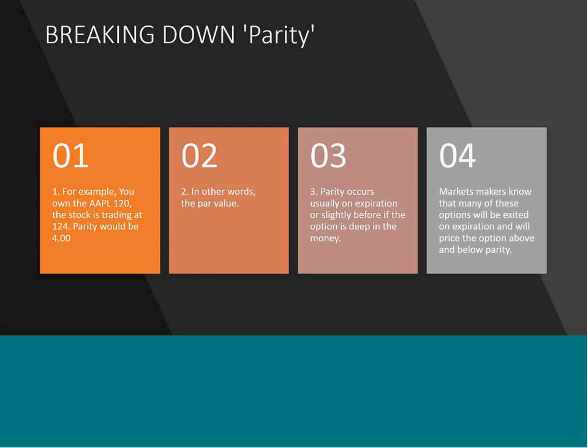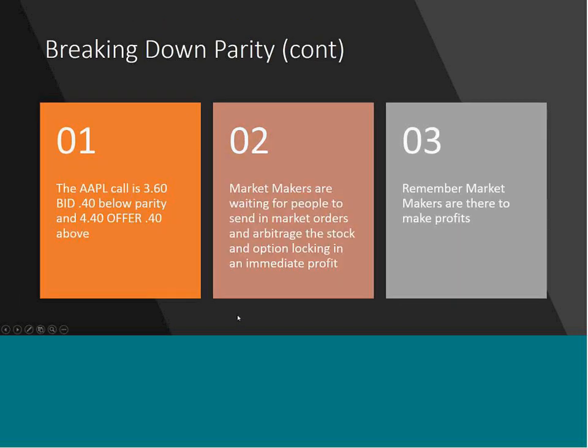And if you can't get out through the actual option, then you get out through the stock. Parity occurs usually on expiration, or slightly before if the option is deep in the money. Know that many of these options will be exited on expiration and will price above and below parity. And some market makers are not going to give you a break. That's how they make their money. They give you crazy markets, and if you happen to put in a market order, you're not going to be very happy.